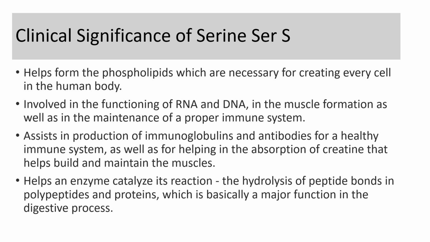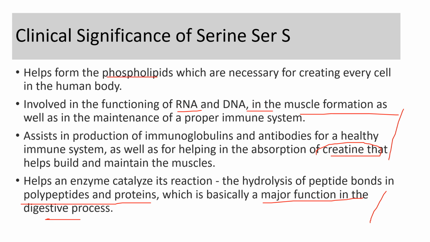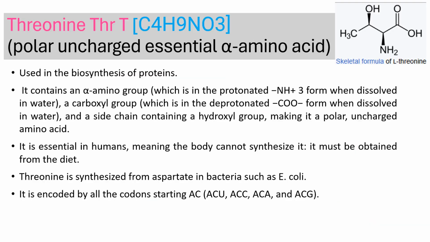So peptide bonds in polypeptides and proteins, right? So it plays a major function in the digestive process. It has a very important function with regards to the immune system and with regards to digestion. Remember that it is also involved in the functioning of RNA, DNA, and muscle formation. Also the absorption of creatine, very important. Phospholipids, very important. We will study cellular membranes and talk about phospholipid bilayers. So serine is important for that.